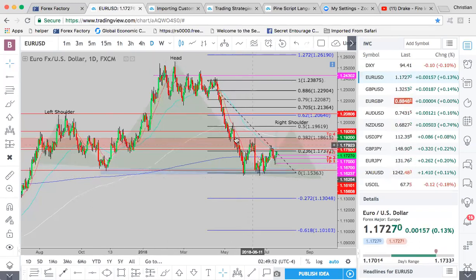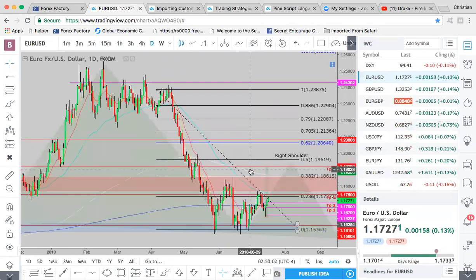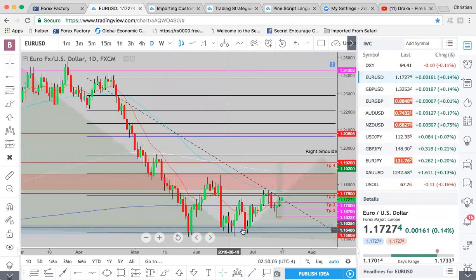Rejection right here. That forms on your daily time frame. This is your daily, your head and shoulders pattern: head, left shoulder, right shoulder, right? You got a nice double top rejection, market came down. Okay, but what happened? Market failed to break the low, the base.